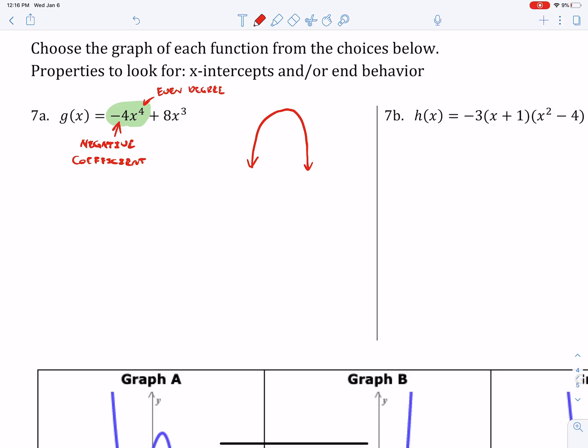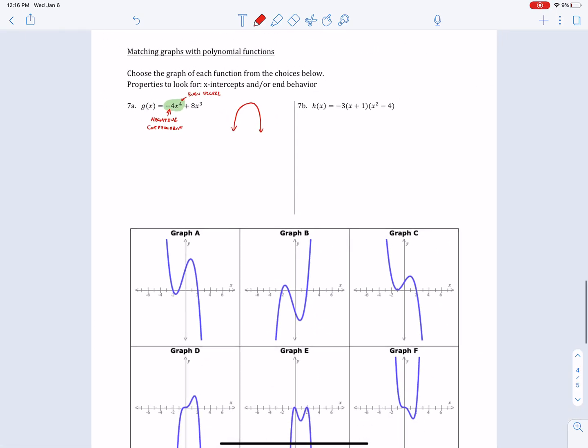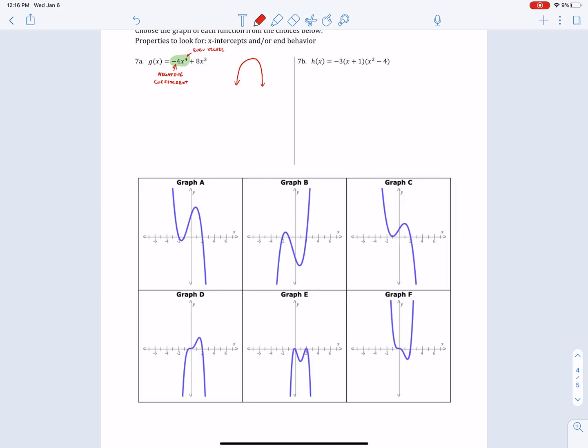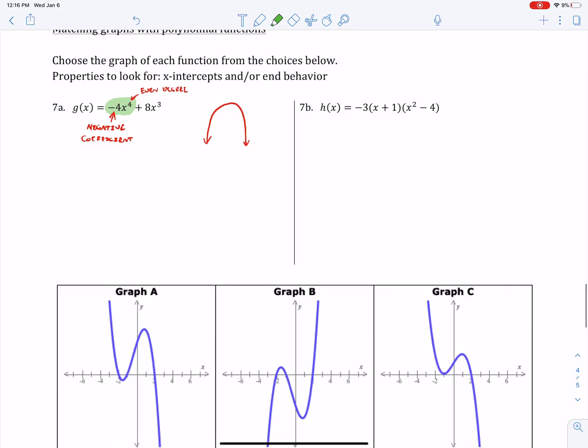Let's look at our options down here. I have a bunch of different graphs, and I want to see the ones that look like a parabola and are facing down. Of my options, the ones that are facing down and look like a parabola are graph D and graph E. So I'm going to be looking at those two options. None of the other graphs fit this one. So it could be graph D or graph E.